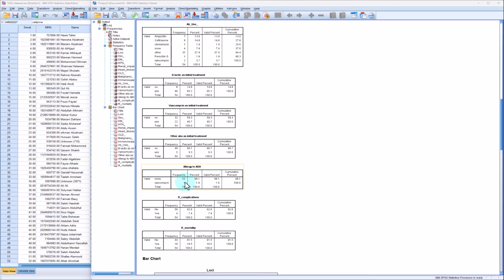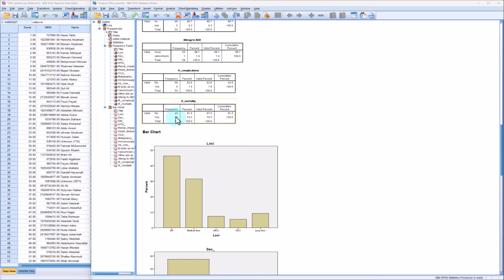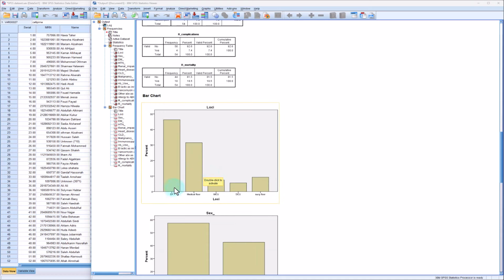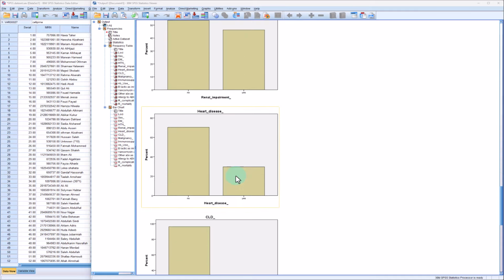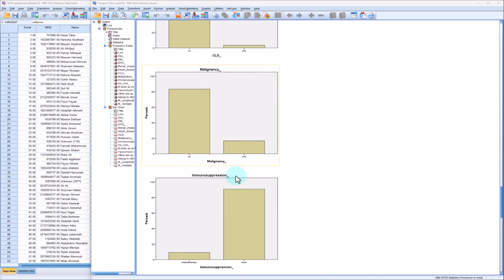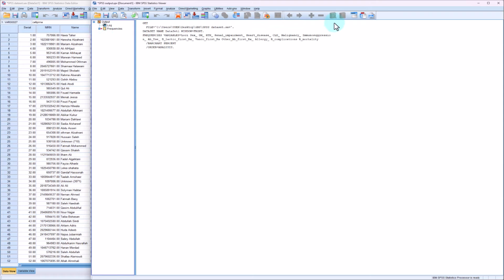Then we can see that only one case or 1.9% of the cases had allergy to antibiotics and 4 cases had complications. 10 unfortunate cases died. Here we can see the same data presented in bar charts. For example, this one is showing their location. Here we can see that most of them were in ER department. Here it is showing their sex distribution. Mainly everything here is presented in bar charts as well. Everything is self-explanatory here, and we have the frequencies and percentages for all of our important categorical variables.